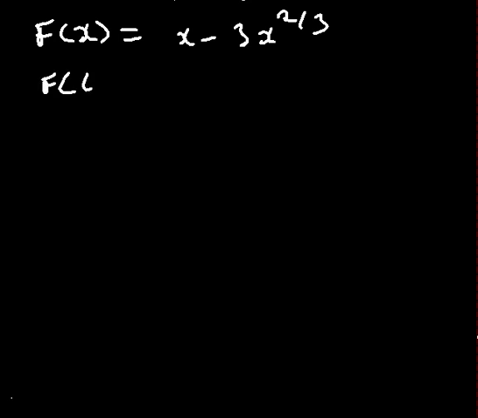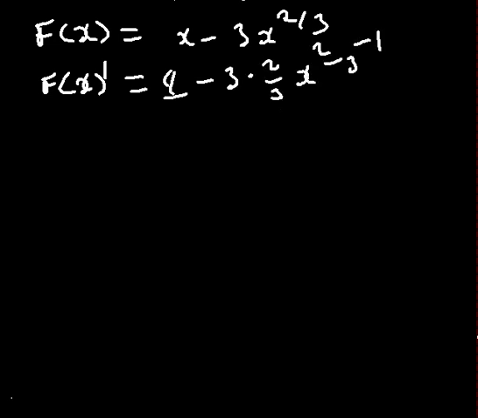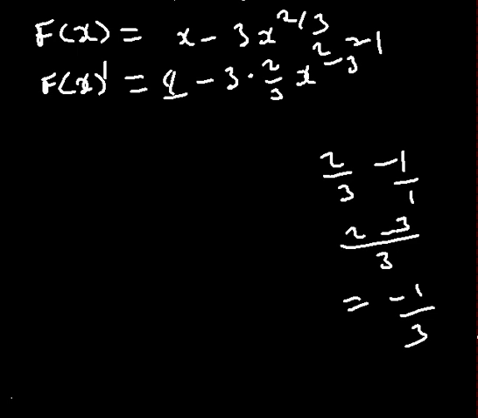The principle remains the same. We should have the first derivative. That will be given as 1 minus 3 times 2 over 3, times x to the power 2 over 3 minus 1. And what would be that 2 over 3 minus 1? Using the butterfly method, we have 2 minus 3, with the common denominator 3, and that is negative 1 over 3. So that is the power here.